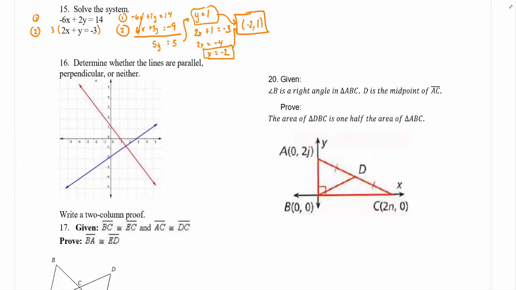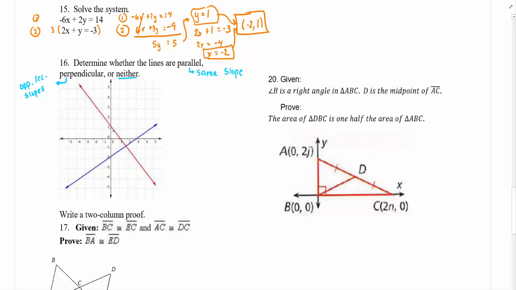Alright, number 16, they're asking you to determine whether the lines are parallel, perpendicular, or neither. Now this is all dealing with slope. Parallel lines are going to have the same slope. Perpendicular lines are going to have opposite reciprocal slopes. And if they don't have any of those situations happen, then it's going to be neither.